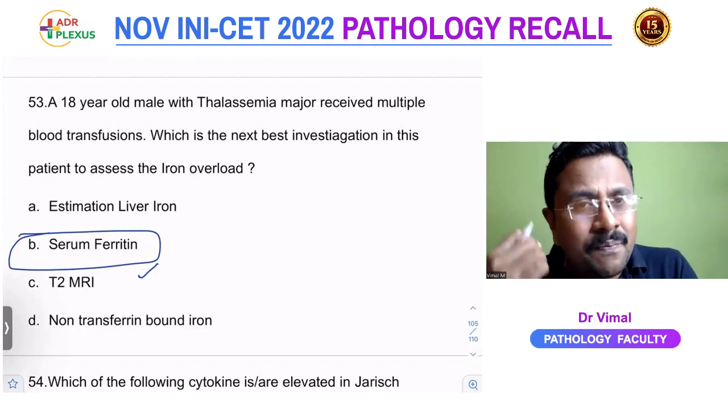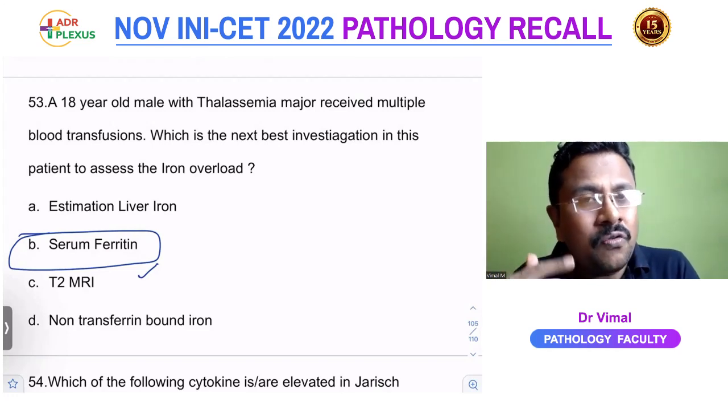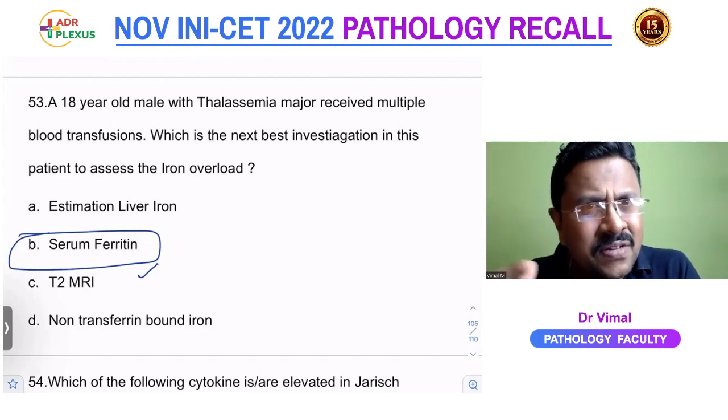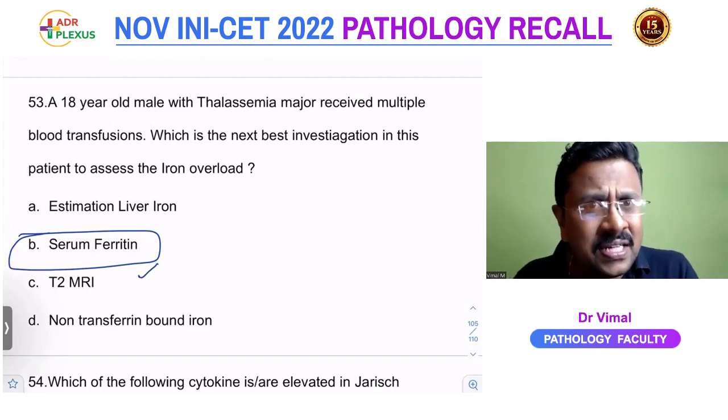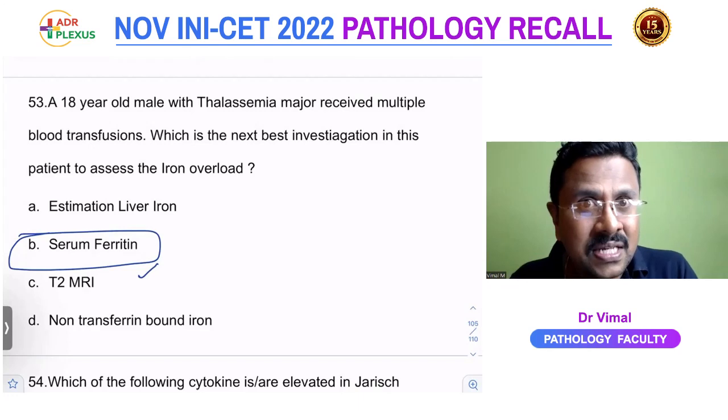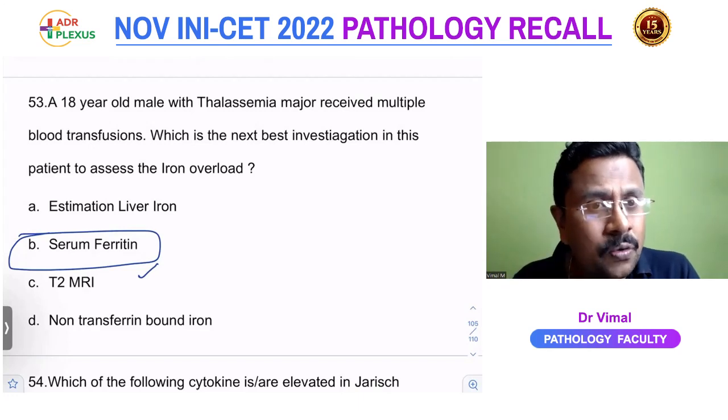But actually, the next best investigation: you don't want to go for an invasive investigation, although you want to have a reliable investigation. So serum ferritin will be the next best investigation to assess the iron overload in case of thalassemia major.